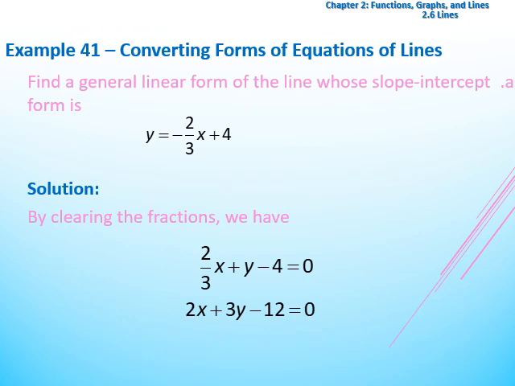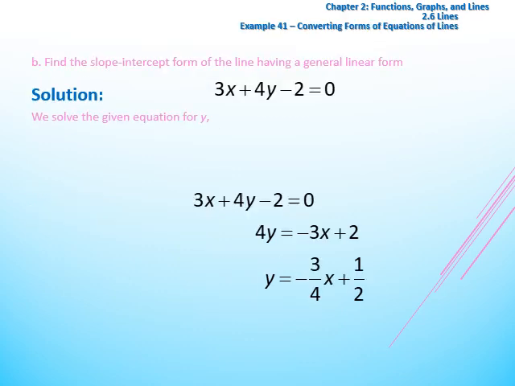Find the general linear form of the line whose slope-intercept form is y equals negative 2 over 3 x plus 4. By clearing the fractions, multiplying both sides by 3, we get 2x plus 3y minus 12 equals 0. So this is the general linear form for this line.